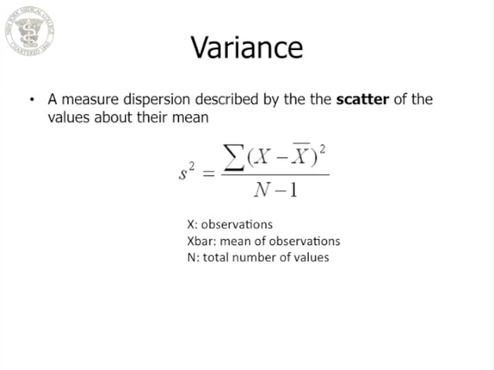Variance is a number that is used to describe the scatter of the values about their mean. And it's taken as follows. You basically sum the difference of an individual value from the mean of the group of values, shown as x bar, in one parentheses, square those, add all those numbers together, and divide by n minus 1.